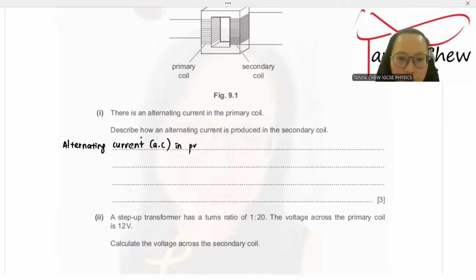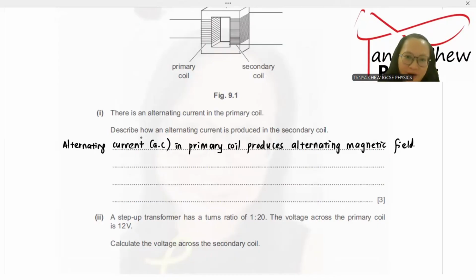Alternating current in the primary coil produces an alternating or varying magnetic field in the primary coil as well.